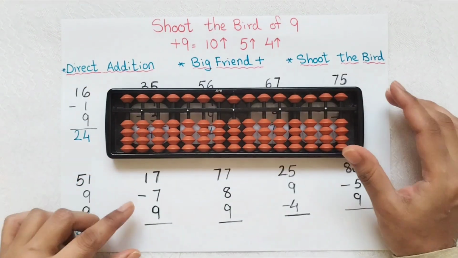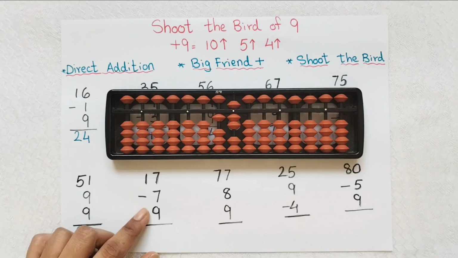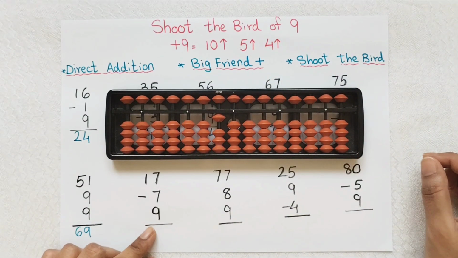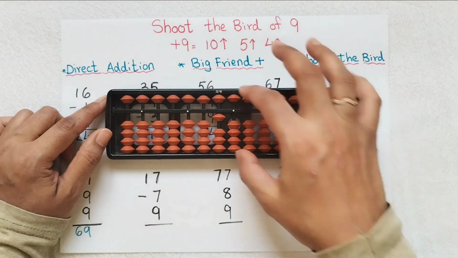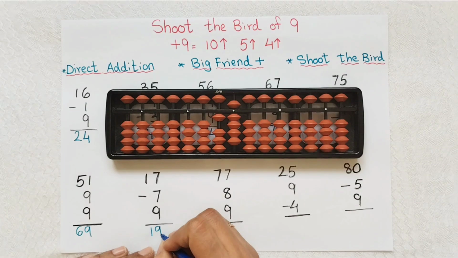Next, 17 less 7 plus 9. 17 less 7. Less 7 is direct subtraction. And now plus 9. How will I do plus 9? Can I do direct addition here? Yes, I can. So my answer is 19.